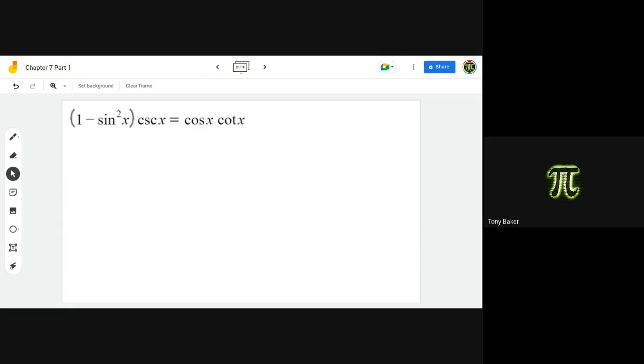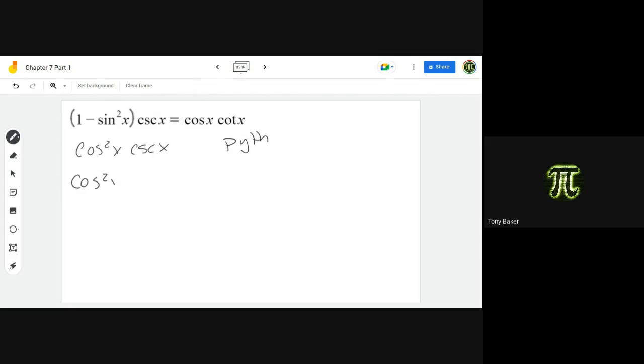All right. So what do you want to try first? Very good. Yep. Let's do Pythagorean. So we'll change that one to cosine squared x. So that's Pythagorean. And then what next do we want to do? Yeah, let's get these to sines and cosines.